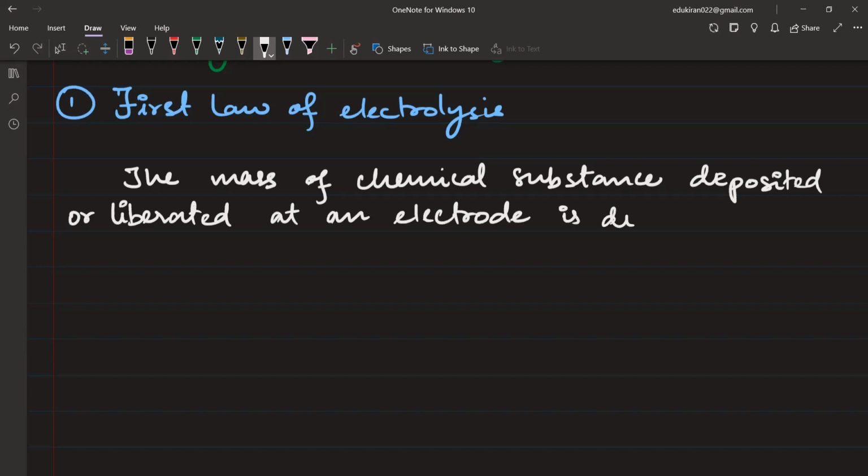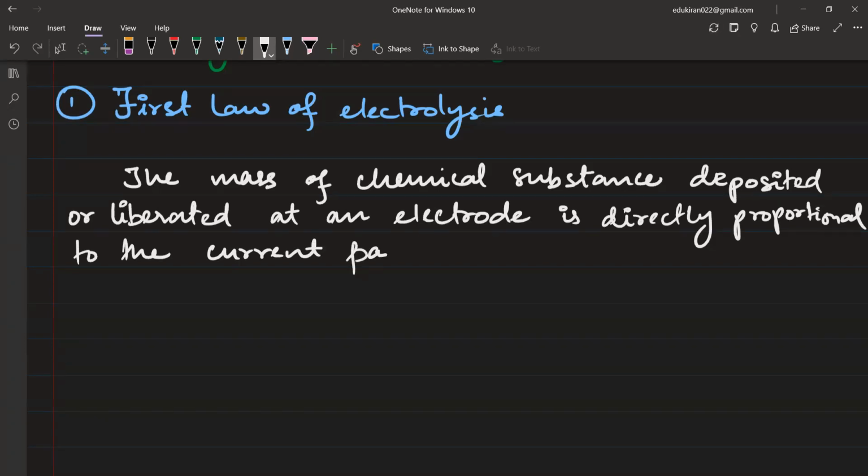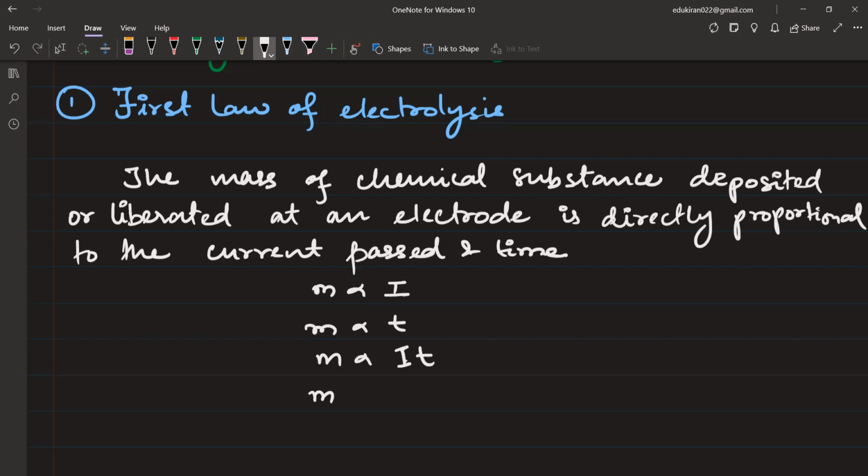is directly proportional to the current passed and time, and for how much time you are passing that current. It is proportional to both of these things. That means I can write the mass directly proportional to I. Mass is directly proportional to time. And I can also write mass is directly proportional to I into T. Now I have to put a proportionality constant. So mass is equal to Z times IT.